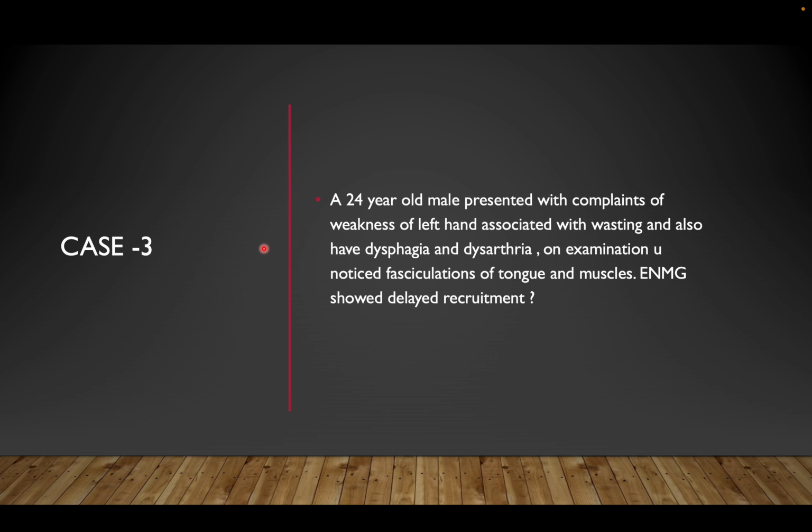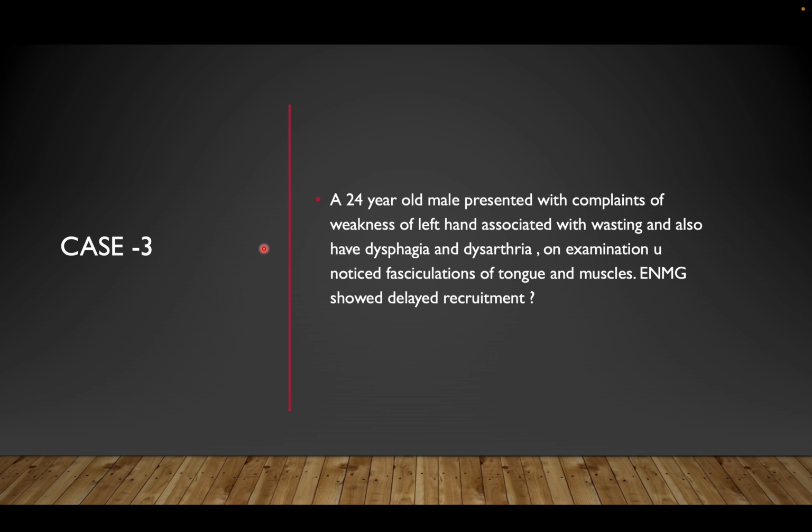So there is limb wasting. There is fasciculation of the tongue. There is dysphagia and dysarthria. So ENMG showed delayed recruitment. So what are the possibilities in this case? A 24-year-old, definitely there is wasting. There is bulbar level weakness and there is limb weakness.